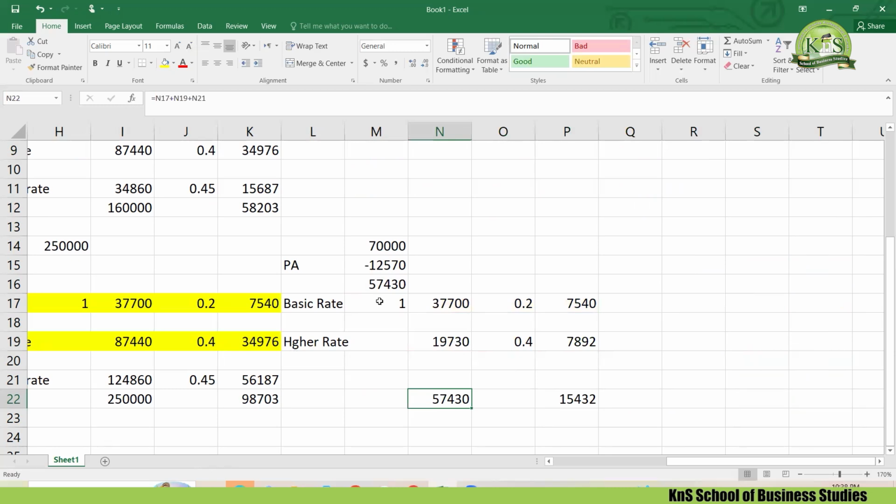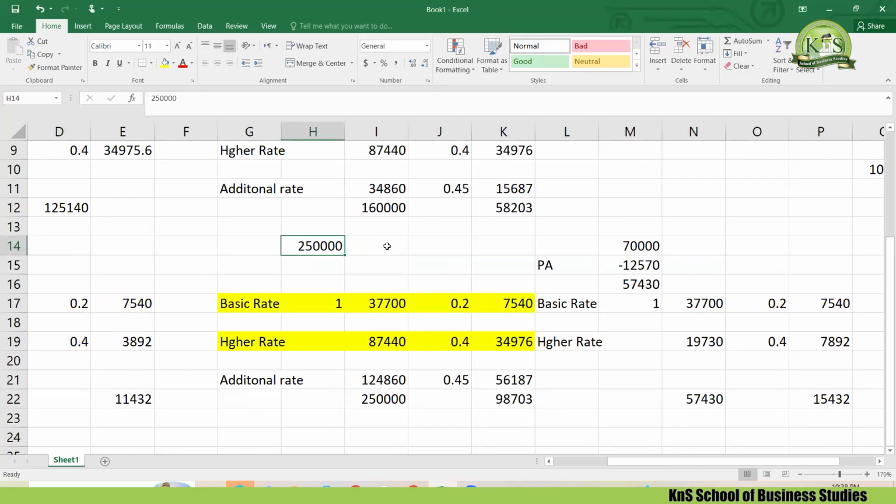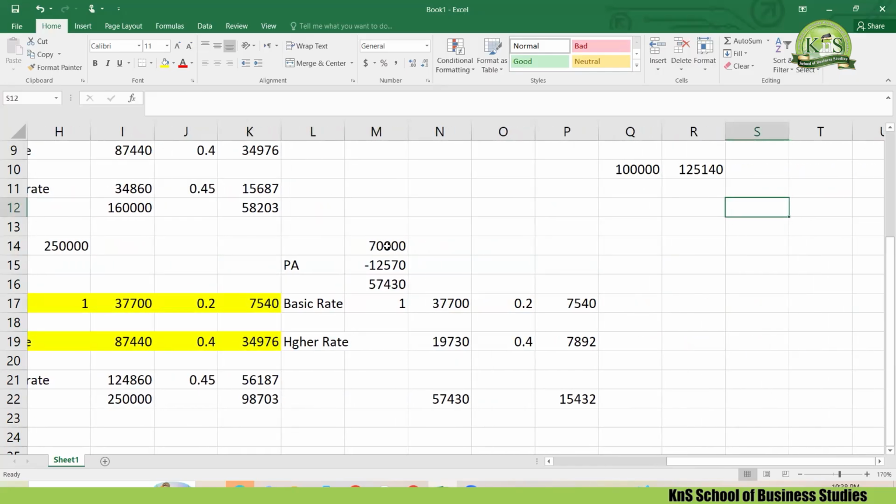I'm giving you 2 minutes, and after that I'll start another concept: what if your income is less than 125,140 but more than 100,000. Currently, we have done 2 questions where income was less than 100,000, and 2 questions where income was more than 125,140. So what if your income is in between? Then what will we have to do? I'm going to tell you that.